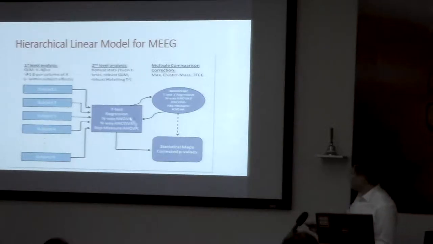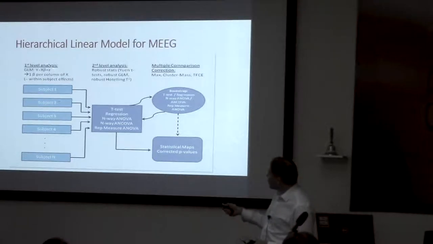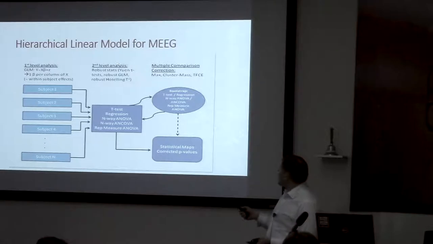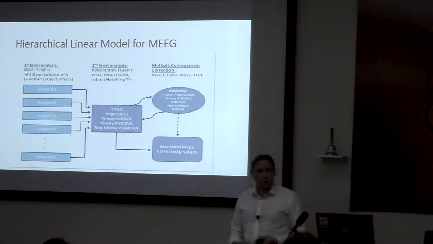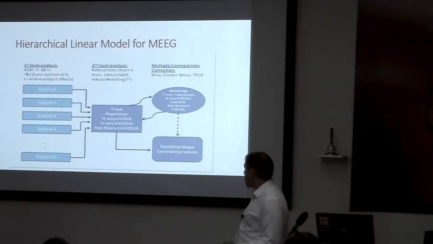And once we have that, we're happy. We have a nice linear model, which means we account for within-subject effects, or the variance between trials. Then we can account for the variance between subjects. And on top of it, we account as well for subjects who don't behave as they should, or at least not like the rest of the group.